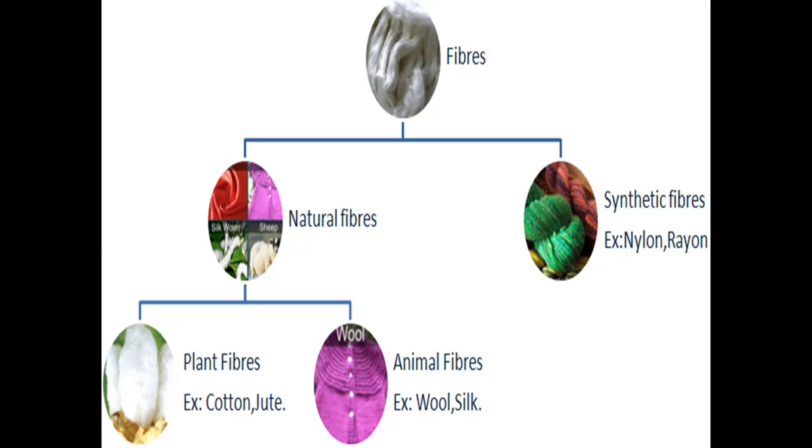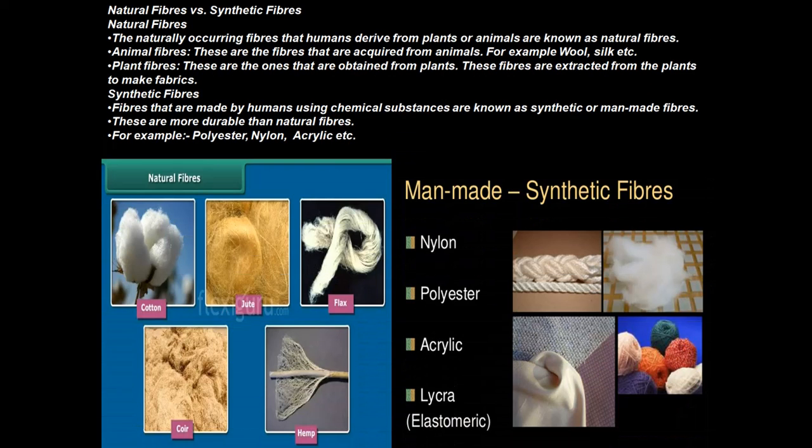Now, let us learn how fibers are classified. Fibers are generally classified into two, natural fibers and synthetic fibers. Natural fibers are again of two types based on the source, that is plant fibers and animal fibers. Let us try to understand the difference between natural fiber and synthetic fiber.